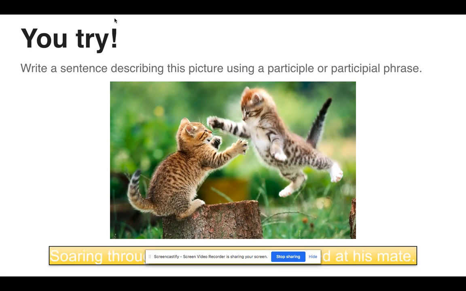Nice work. Here's my example. Soaring through the air, the cat clawed at his mate. My participle phrase here is "soaring through the air," with the participle "soaring." And it really gives some description of that cat on the right that's about to claw his little cat friend there.